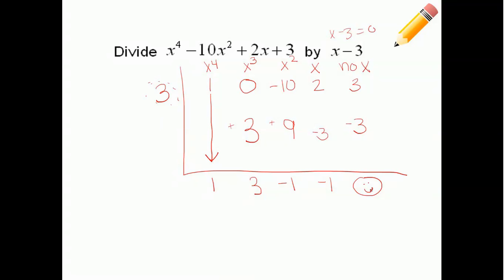That 0 is going to turn into a smiley face. You will understand in about a day why that 0 became a smiley face. Basically, it meant I have no remainder. That's wonderful when you don't have a remainder, because then I don't have to write that stupid fraction at the back of this. So, let's go ahead and write our new polynomial. So I started it as an x to the 4th. So I'm going to drop my power down 1. So this is now going to be an x cubed. This is going to be an x squared, an x, and a no x. Okay? So 1x cubed plus 3x squared minus 1x minus 1.